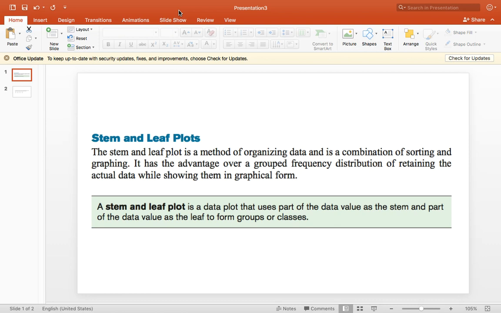All right, so this is just going to be a really quick video. We're just going to go over how to make stem and leaf plots. We'll talk about this more in class tomorrow, but this video should only be a couple minutes.